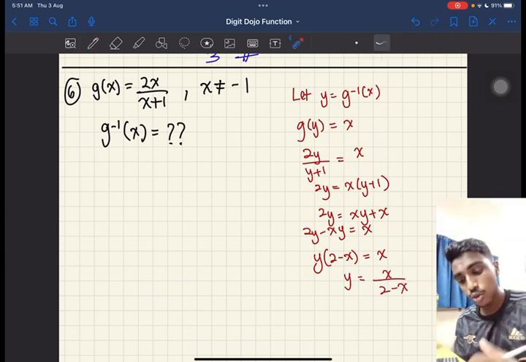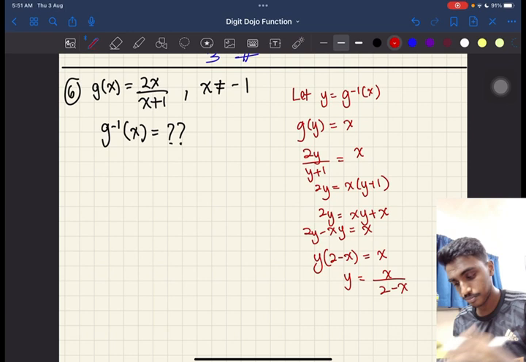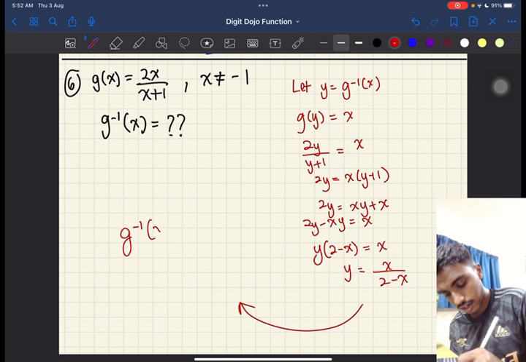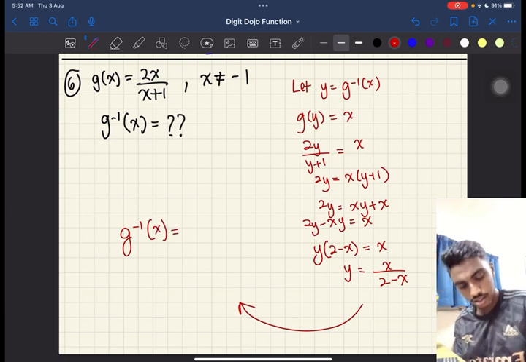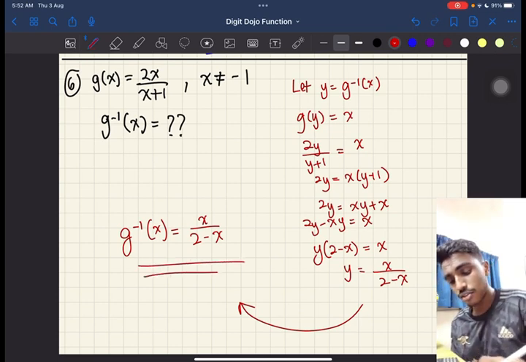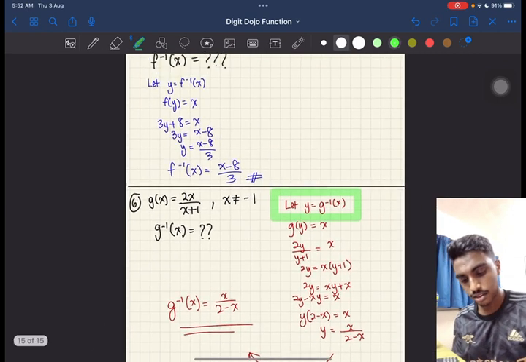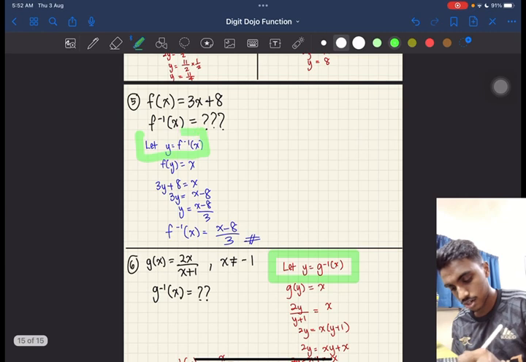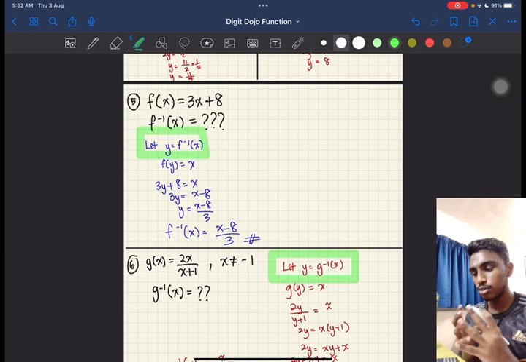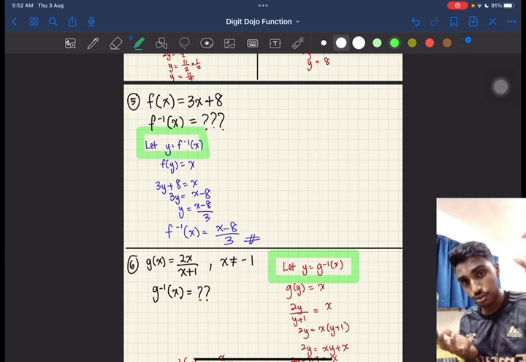And we know that our y is the inverse function of g. So bring it here, your g negative 1 of x would be x over 2 minus x. Settle. So the very important part in inverse function is this thing. You have to understand this. First, we put that sentence, and then you must know you do the normal function from here to there, and then the inverse function from there to here back.